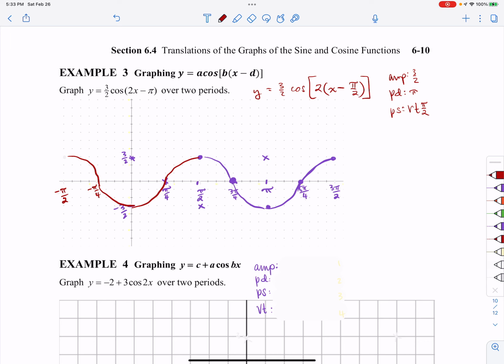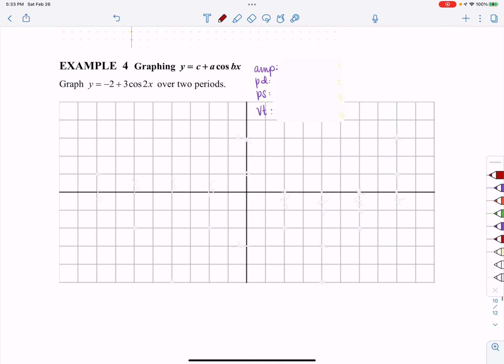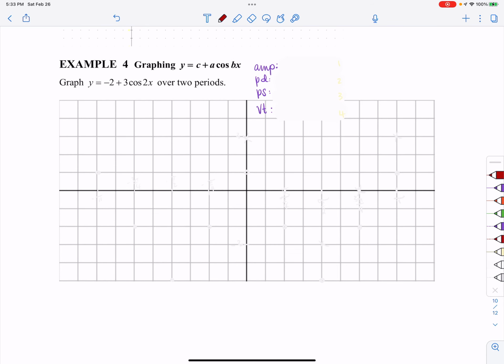All right. Okay, so let's go ahead then and do example number 4. In this one, I do not need to do any factoring. It already looks good. All right, so my amplitude is going to be, careful here, 3. Amplitude is 3. Remember, that's the a value, and it's being multiplied by the trig function. Period is going to be 2 pi over 2, so it's just going to be pi. The phase shift or the horizontal translation, there is none. And the vertical translation is going to be down 2 units.